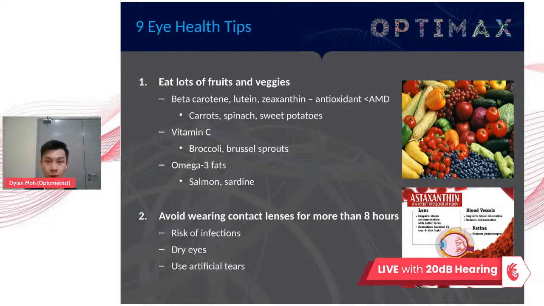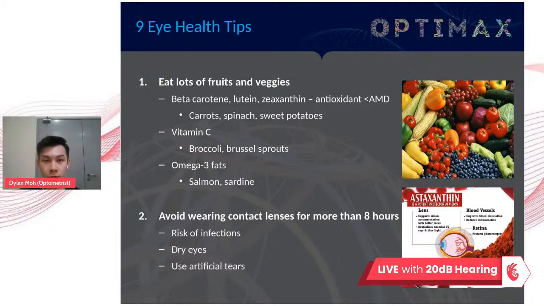In the optometry and eye care industry, we do have a disease called AMD, age-related macular degeneration. It's a degeneration of the yellow spot, which I mentioned just now, on the retina layer. When the spot starts to degenerate, what you can see is going to be reduced, and the sharpness and everything is going to be reduced. So that's why we also advise patients to eat healthy and eat a lot of foods that contain these ingredients. You can find them in carrots, spinach, and sweet potatoes.